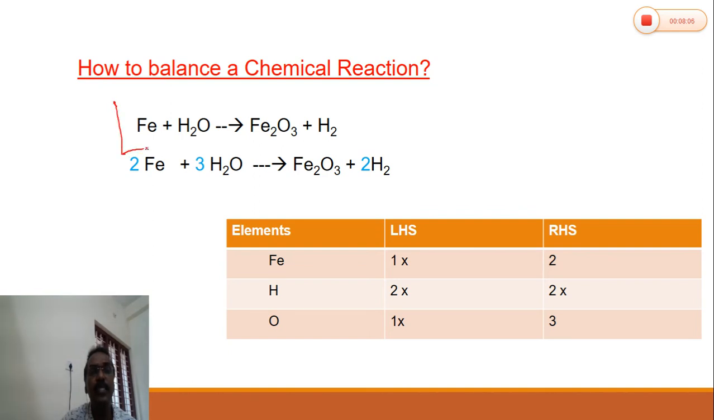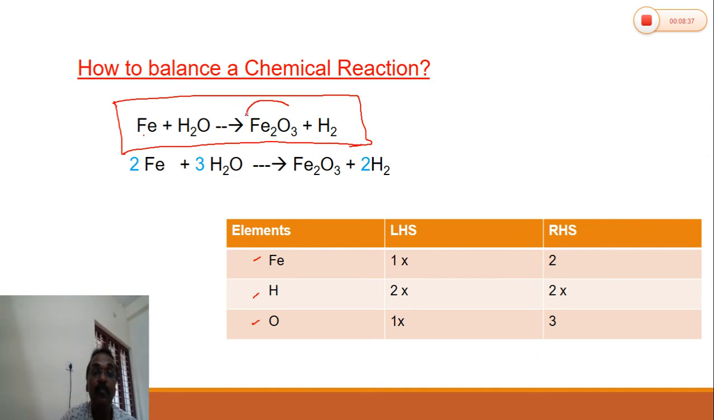Now, consider this chemical equation: Fe plus H2O gives Fe2O3 plus H2. The elements on the left and right side are iron, hydrogen and oxygen. Iron: left side 1, right side 2. Hydrogen: left side 2, right side also 2. Oxygen: left side 1 and right side 3. Now the equation is not balanced. So we have to balance the equation.